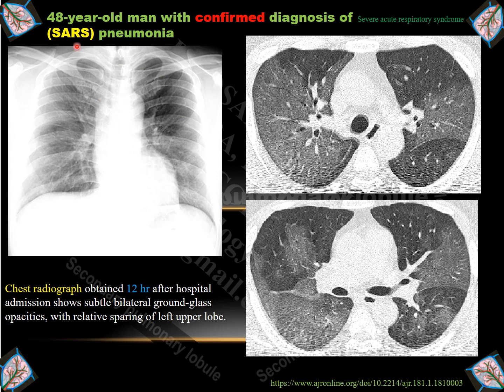As in this patient, a 48-year-old man with confirmed diagnosis of SARS, showing ground glass opacity with sharp demarcations between the normal and abnormal lung tissue, as we see here in the superior segment of the lower lobes and the middle lobe, lingula, and also the upper lobe.